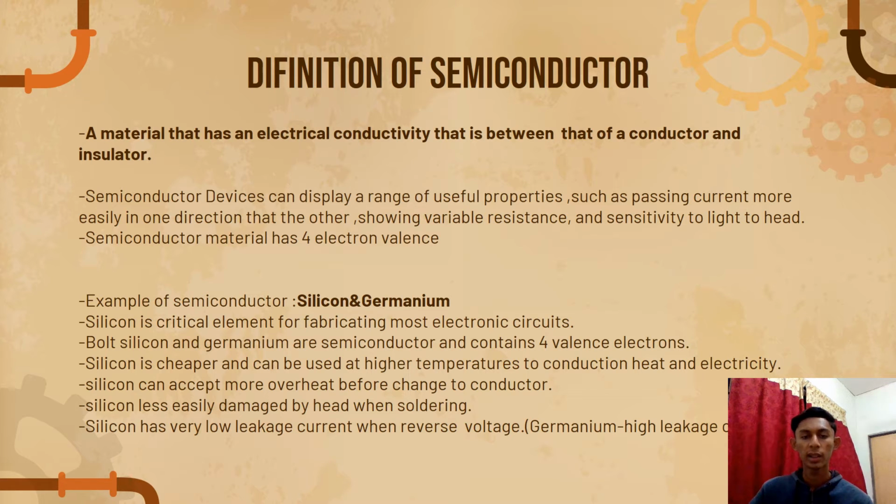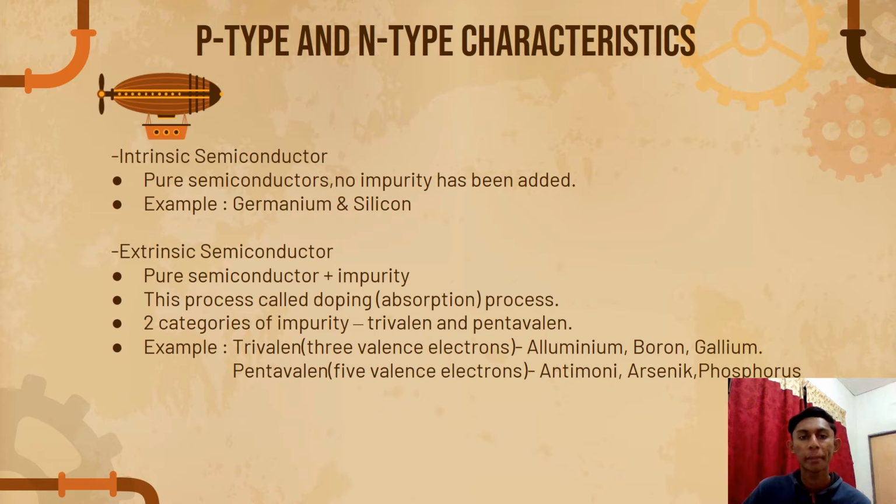Silicon is less easily damaged by heat when soldering. Silicon has very low leakage current when reverse voltage is applied. Germanium has high leakage. P-type and N-type characteristics.